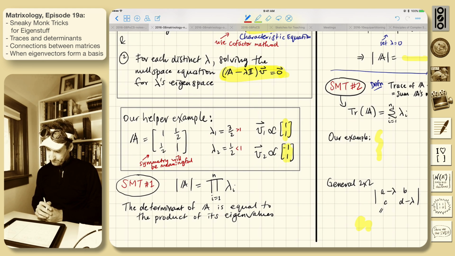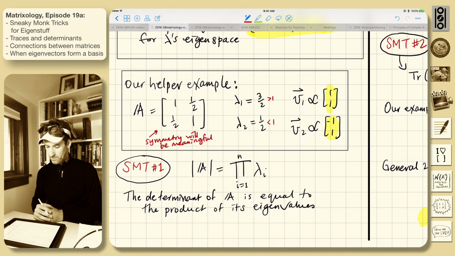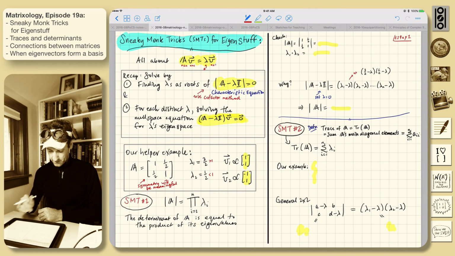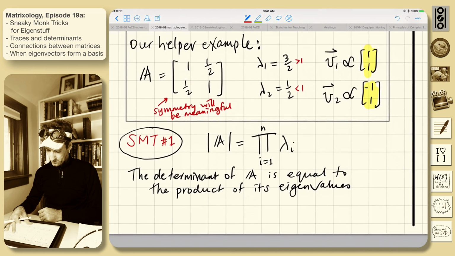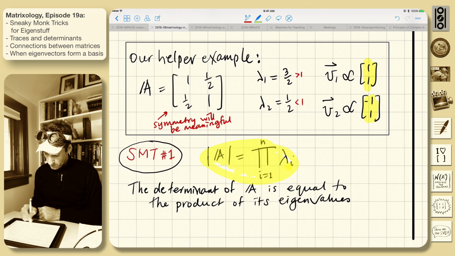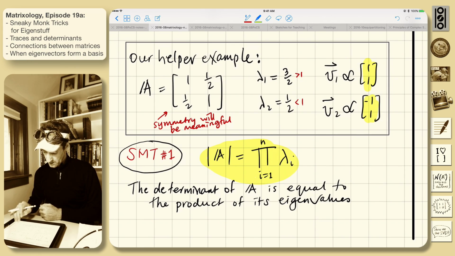First thing is that the determinant of A is equal to the product of the eigenvalues. That's probably a little surprising. So let's get this right. The determinant of A is equal to the product of the eigenvalues. No plus or minus. We had before that it's equal to plus or minus the product of the pivots. So this gives us a connection to the pivots.